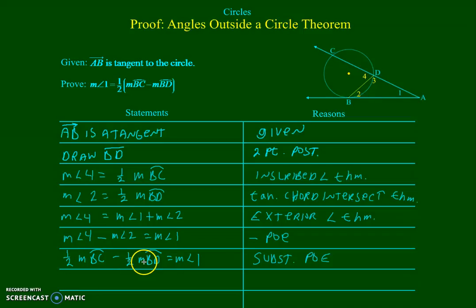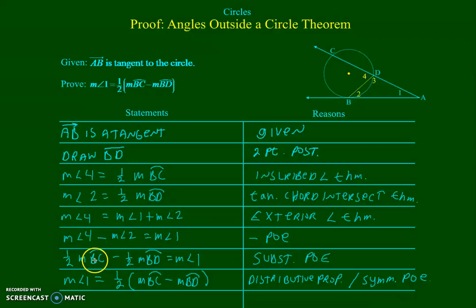So we're going to factor out the 1/2, that's the distributive property, and then swap sides with both of these terms. And here's our final term. Measure of angle 1 equals 1/2 the measure of arc BC minus measure of arc BD. That's the distributive property that got the 1/2 separated from these two, and the symmetric property of equality swapped the sides of these terms. And that's our proof.